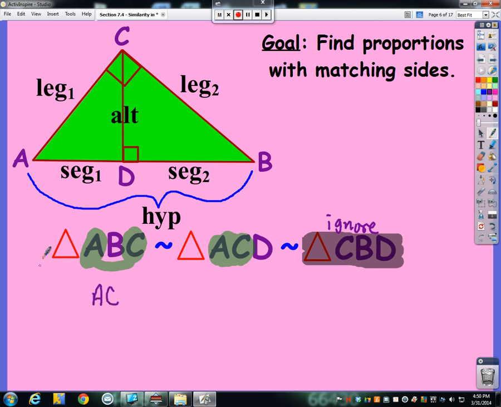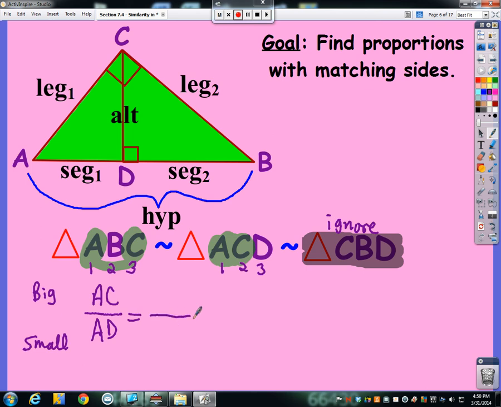So here's what we're going to do. AC, we're going to talk about big AC. Well, big AC would match up with small AD, right? Because this is the first and third letters. If I think about this in a 1, 2, 3 order here, AC in the big triangle is the 1 with 3, and AD would be 1 with 3. So they get to go in the same ratio with each other.